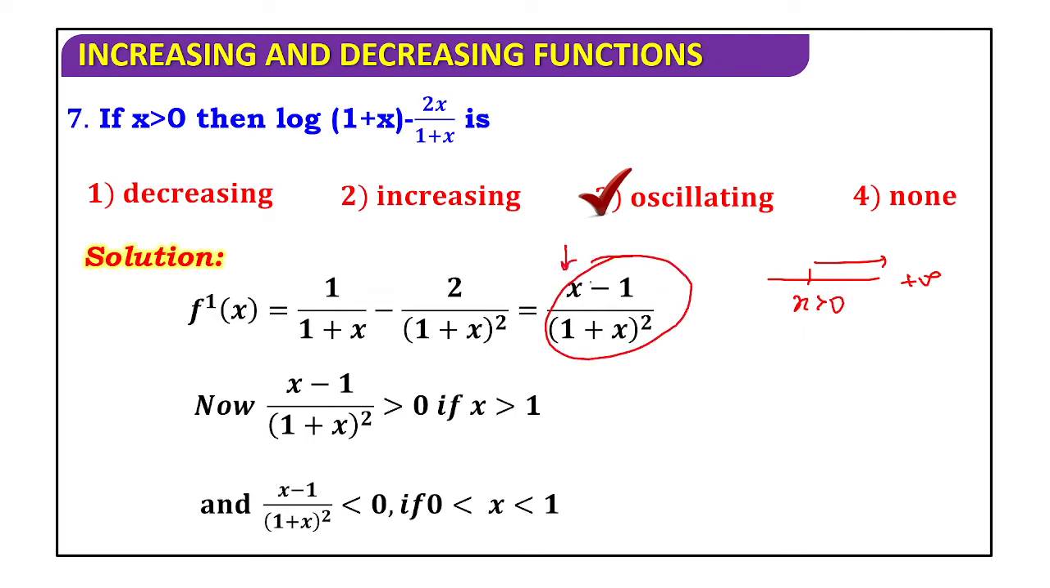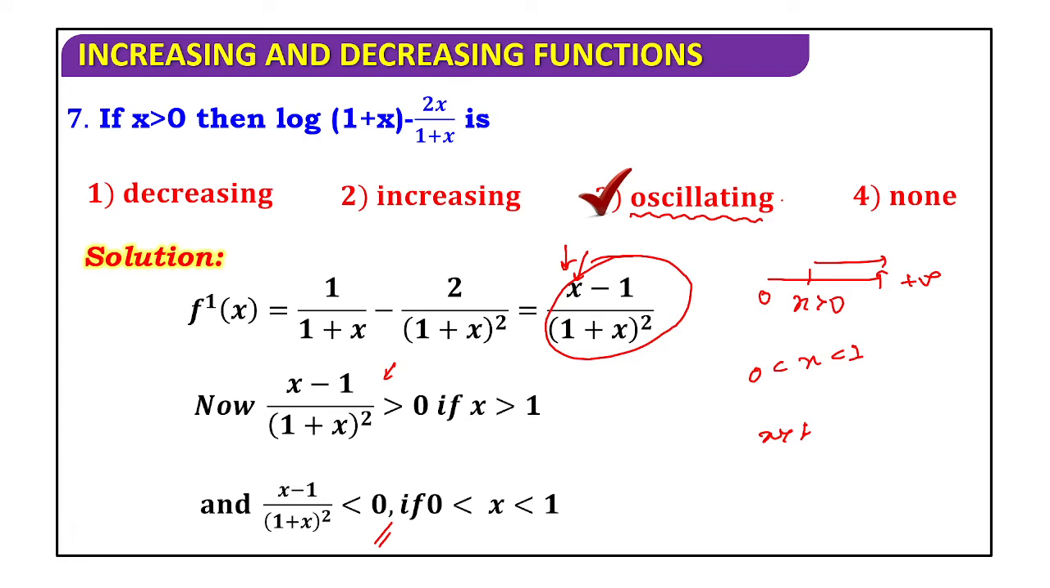So for x, you can just see from 0 to 1. If I put any term here, this term becomes negative. If I put x is greater than 1, it becomes positive. So from 0 to positive infinity, it is oscillating. Okay.